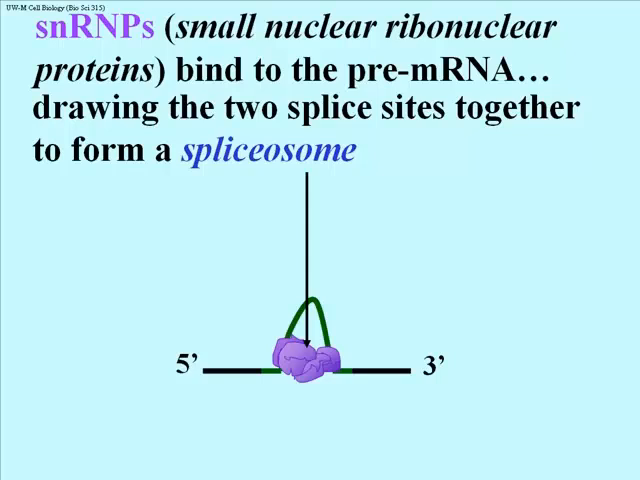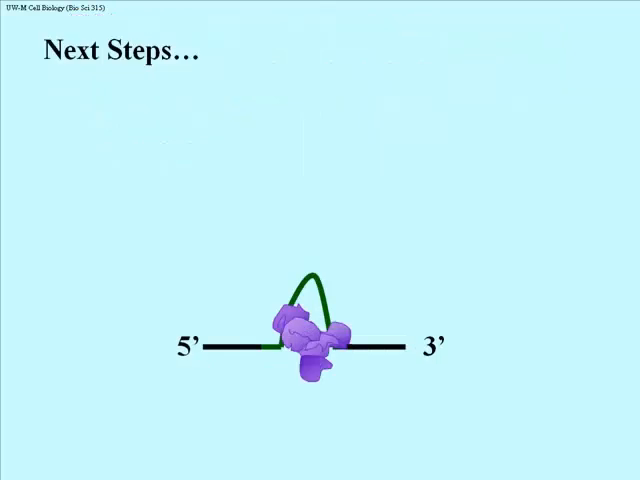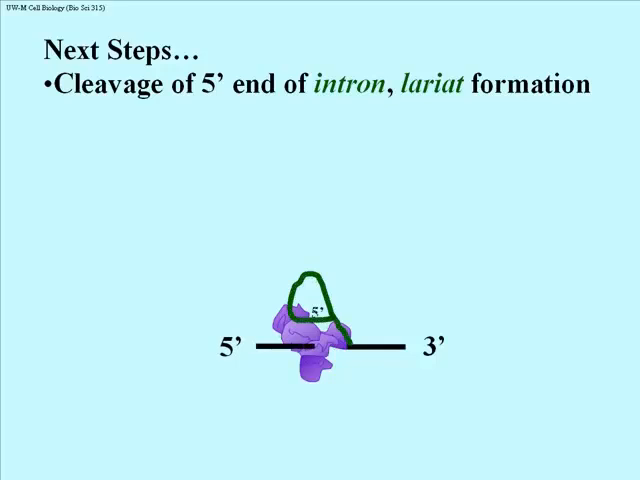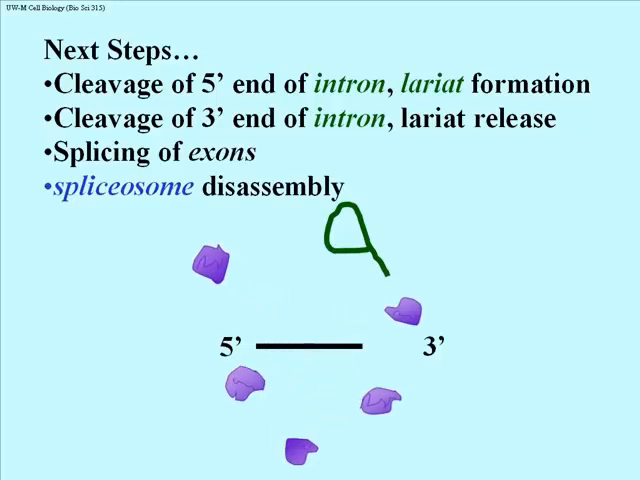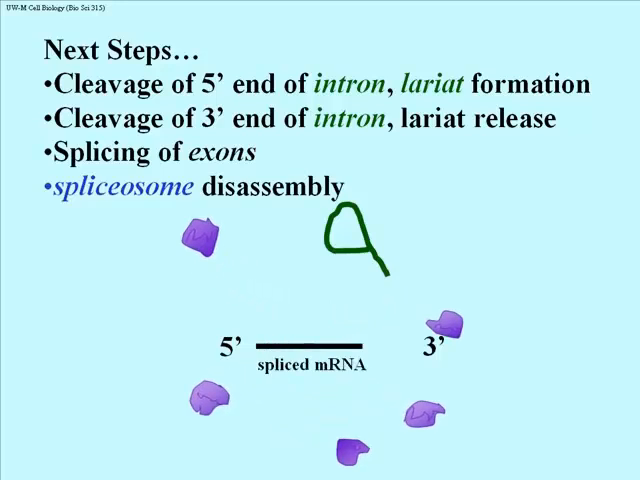The next step is cleavage of the 5' splice junction and the formation of a bond between the 5' G of the intron with the branch site adenine nucleotide to form a lariat-like structure shown here. This is followed by the hydrolysis of the 3' splice site and the release of the lariat, concurrent with the ligation or splicing of the exons. Upon completion of splicing, the spliceosome disassembles and the snRNPs can be reused to splice again.